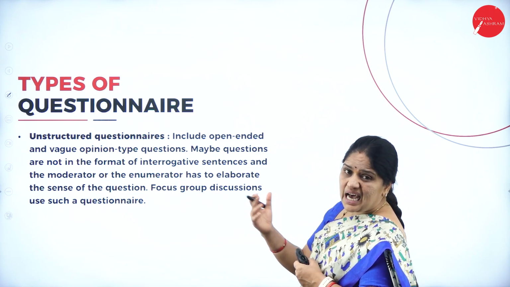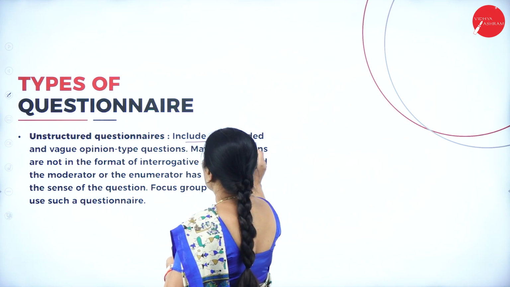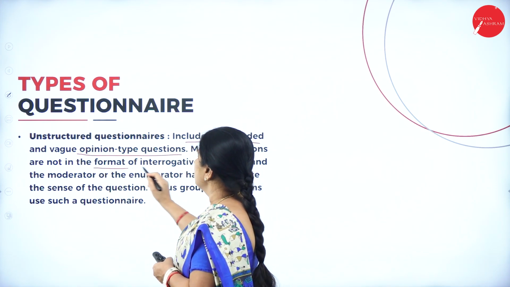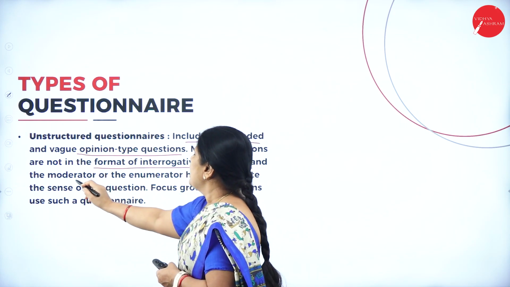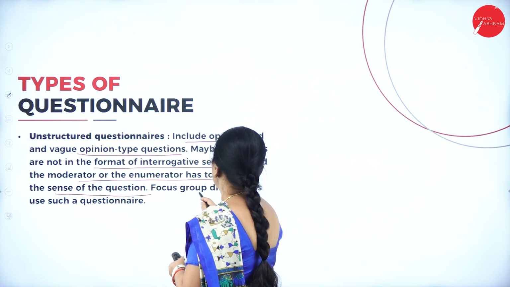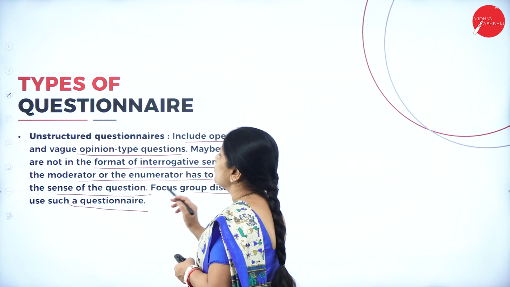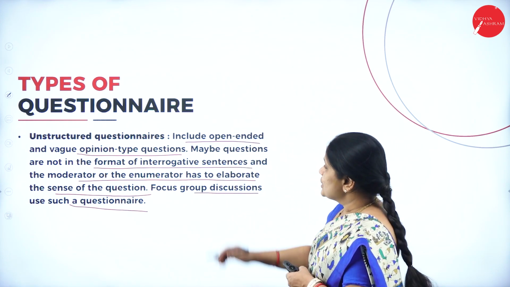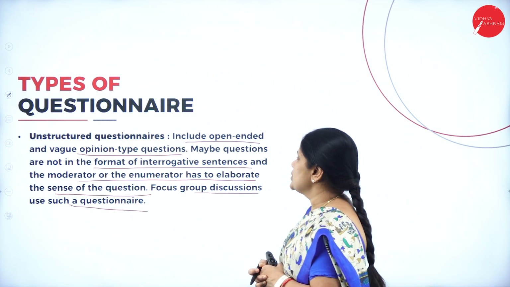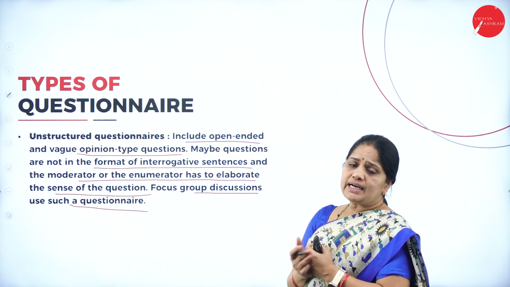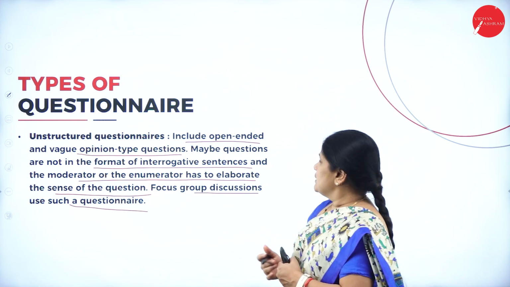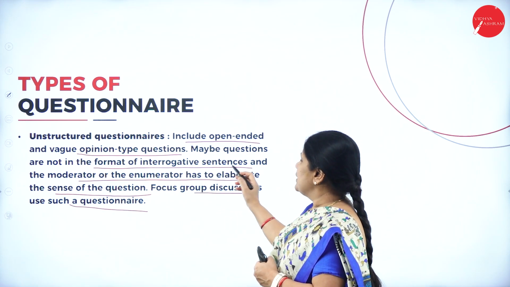The next one is the unstructured questionnaire. It includes open-ended and vague opinion type questions. Maybe questions are not in the format of interrogative sentences, and the moderator or enumerator has to elaborate the sense of the questions. Focus group discussions use such questionnaires. Open-ended questions mean the respondent is free to answer anything about that particular question.